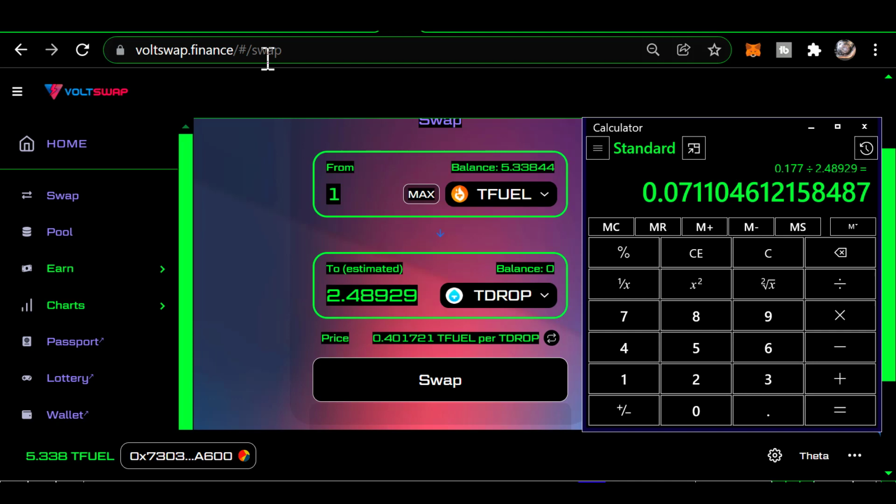I should have tried T-drop Volt, but at any rate, so they're still working on it, but it's up. Somebody's successfully been able to farm T-drop Volt at a 2,000 plus APY. That's crazy. But that's the update.